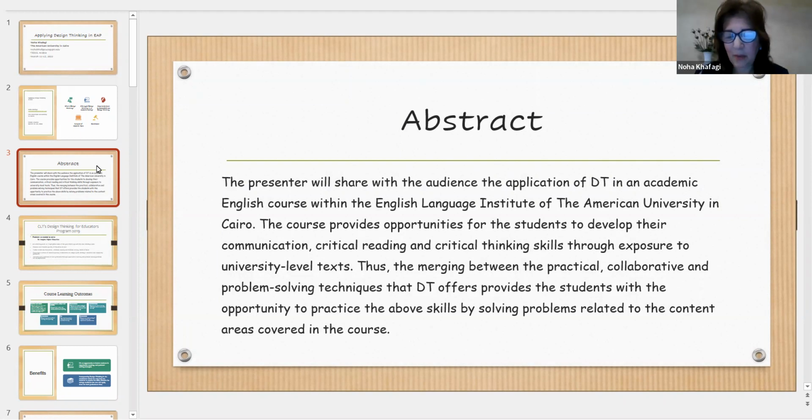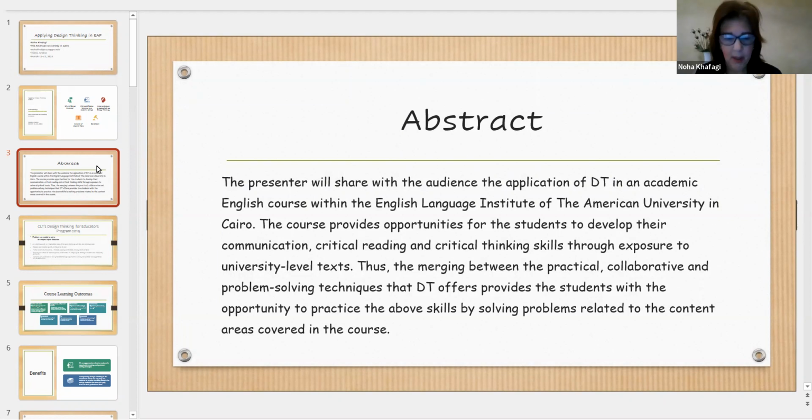And this is why I was interested, because our course is a discipline-based course. We teach the students the different skills. I'm going to share with you the course learning outcomes in a second, but they learn all the skills through different disciplines. And in each semester, we teach 6 disciplines. So for example, in one semester, we teach education, psychology, biology, sociology, political science, and so on and so forth.